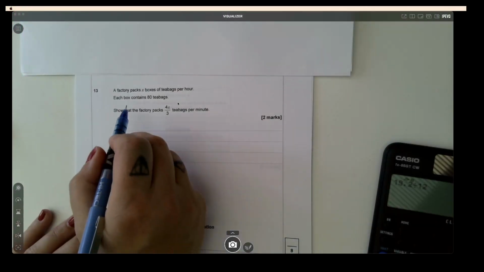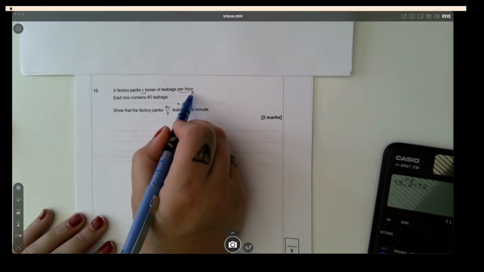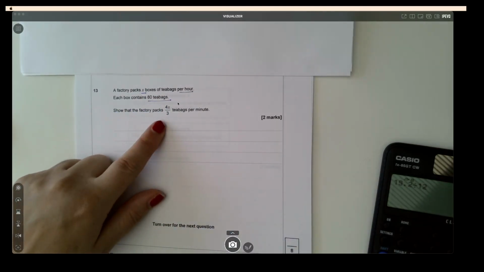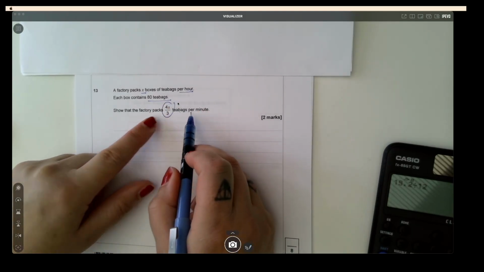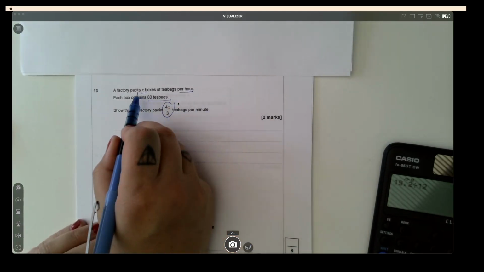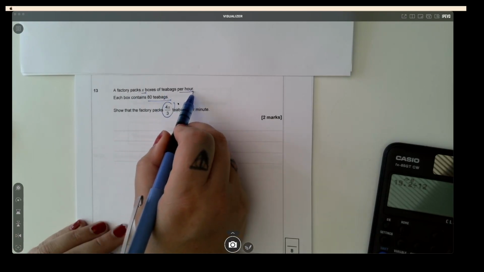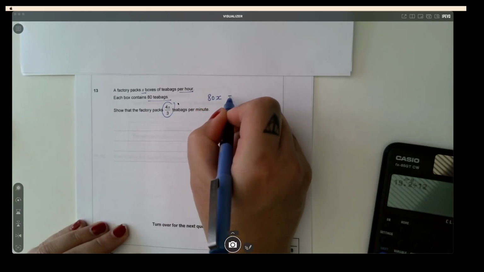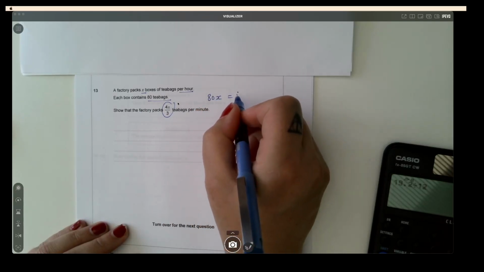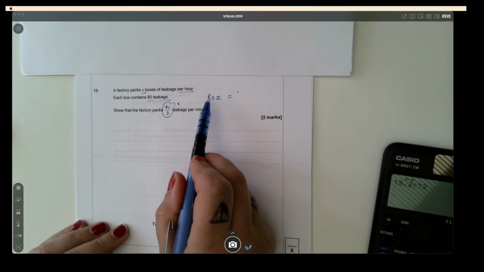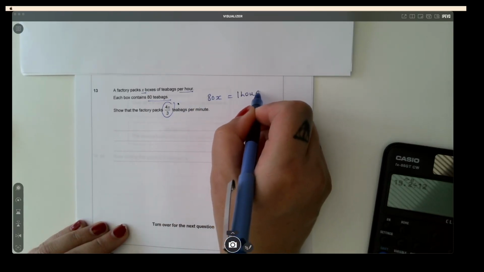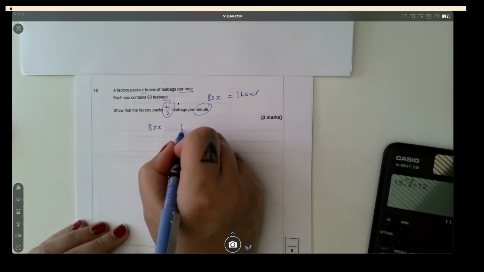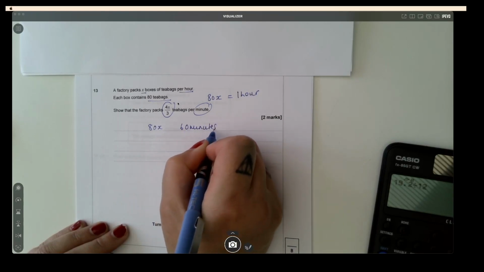Question 13. A factory packs x boxes of tea bags per hour. Each box contains 80 tea bags. Show that the factory packs 4x over 3 tea bags per minute. Okay, so x boxes in an hour and each box contains 80 tea bags. So 80x will tell us the number of tea bags in total for 1 hour. We're dealing with minutes here though. So 80x would give us 60 minutes.